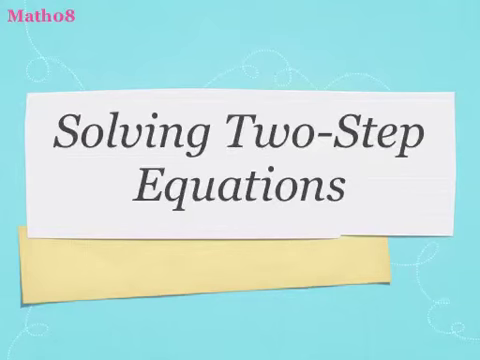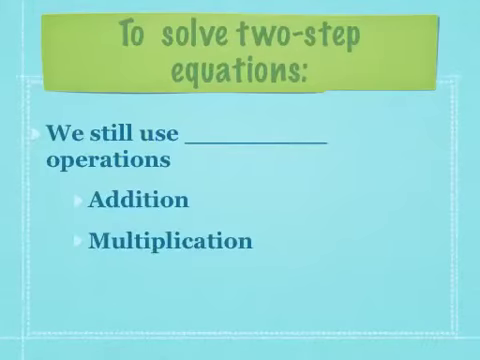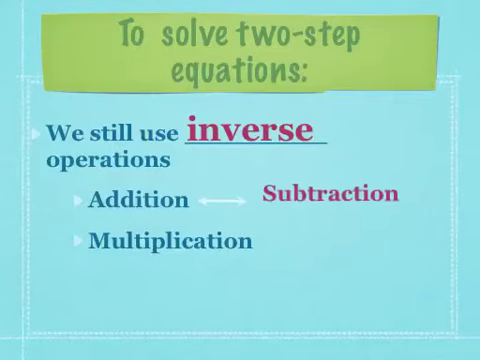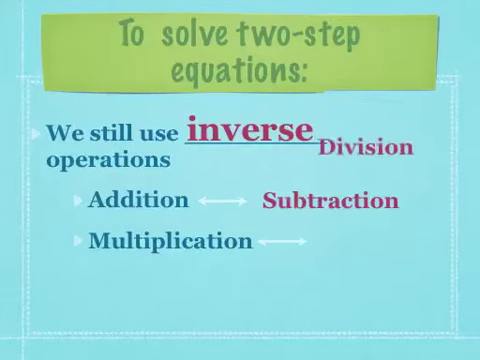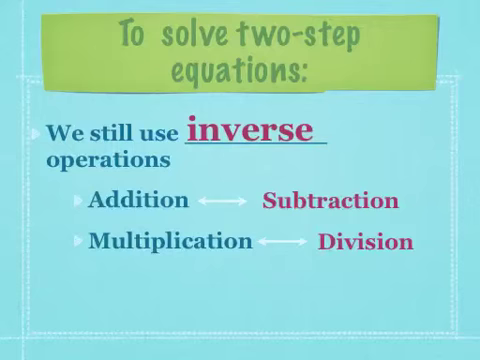Solving two-step equations. To solve two-step equations, we still use inverse operations, similar to when we were solving just one-step equations. A reminder, the inverse of addition is subtraction, and remember these work both ways, so the inverse of subtraction is addition, and the inverse of multiplication is division. Again, this works both ways, so the inverse or opposite of division would be multiplication.